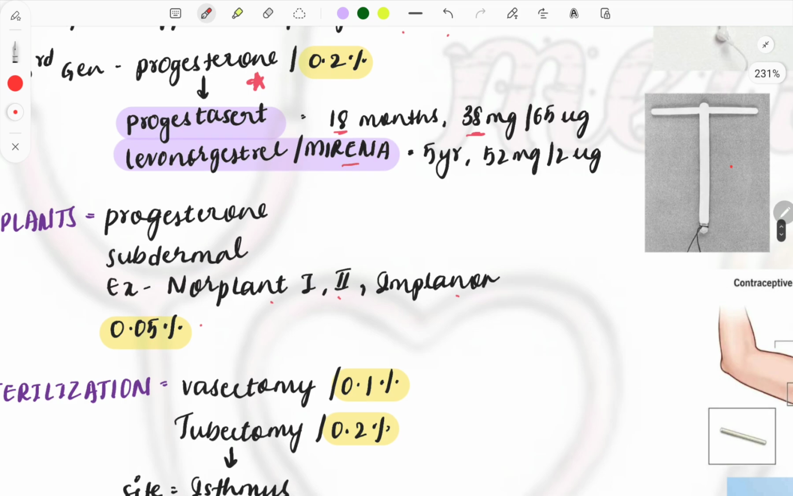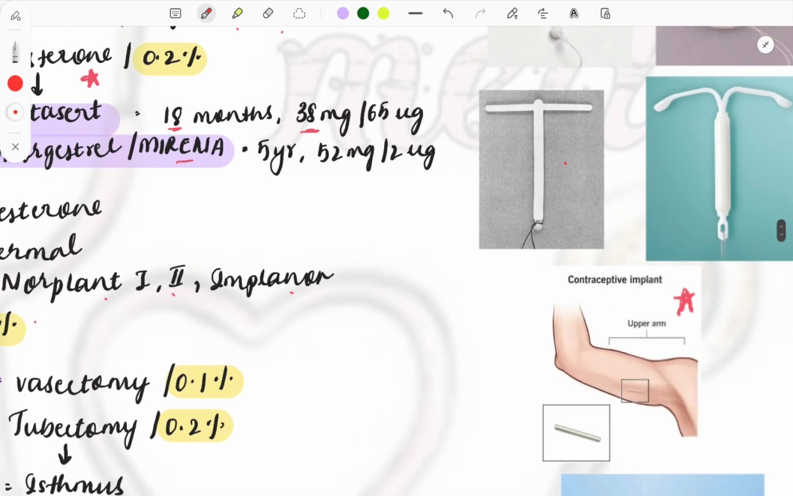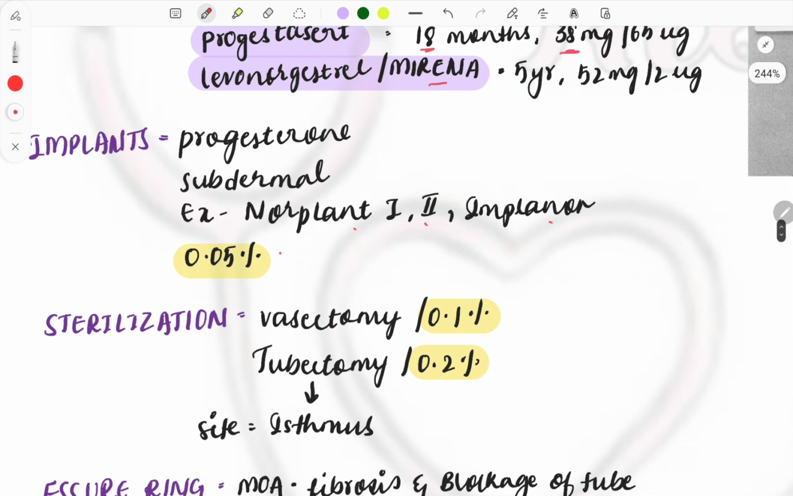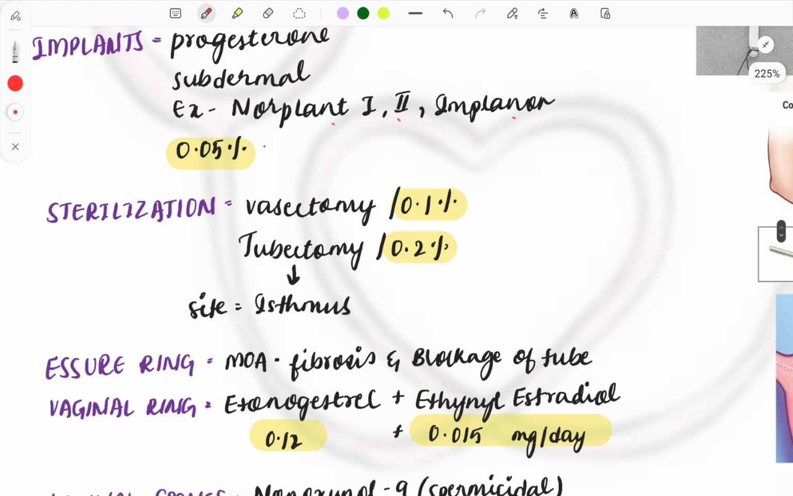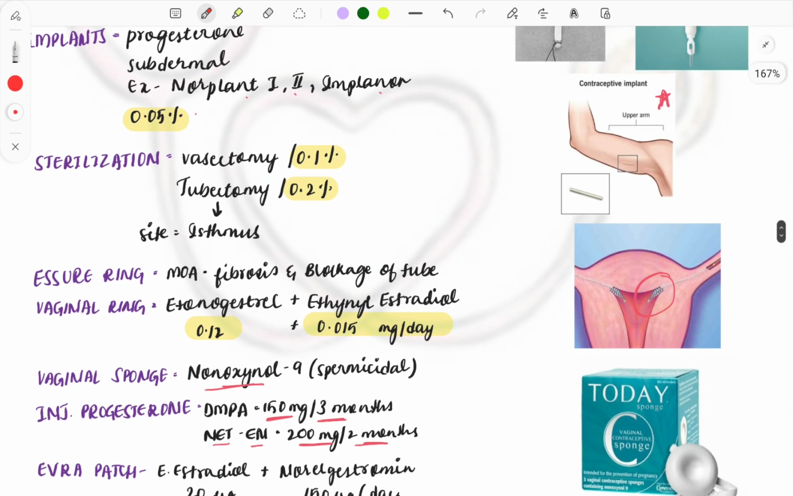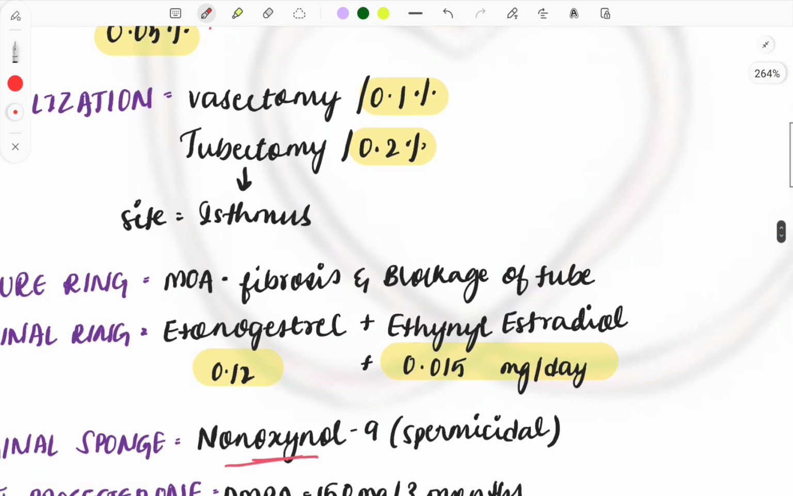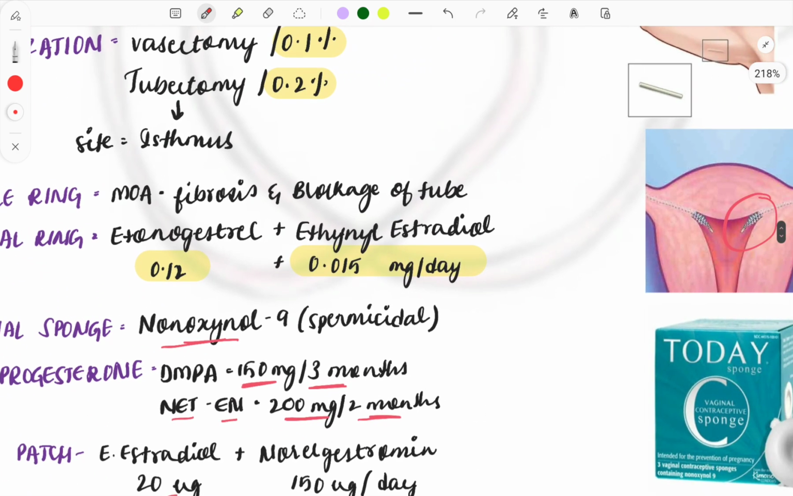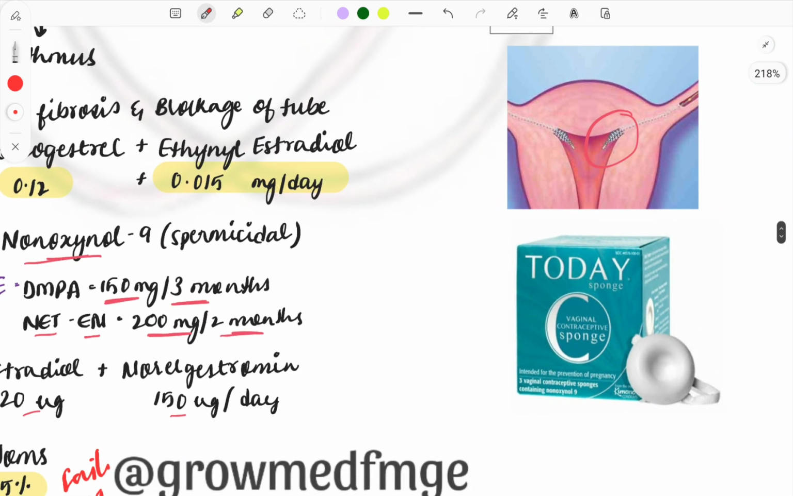Then implants. Implants we will place subdermally and they will be containing progesterone, and examples as well as the Pearl index. Sterilization techniques, vasectomy and tubectomy, done for male and female, and the site of the tubectomy is the isthmus. A short ring mechanism of action is the fibrosis and blockade of the tube.